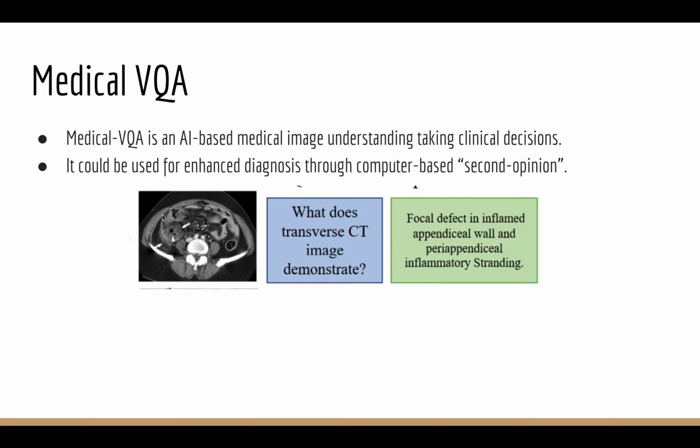Here we have an example for that. This is a CT image which takes a natural language question: what does the transverse CT image demonstrate? Then it produces a natural language answer based on this CT image. Focal defect in inflamed appendiceal wall and periappendiceal inflammatory stranding is the output that is generated by a VQA when a CT image and a natural language question are passed through it.